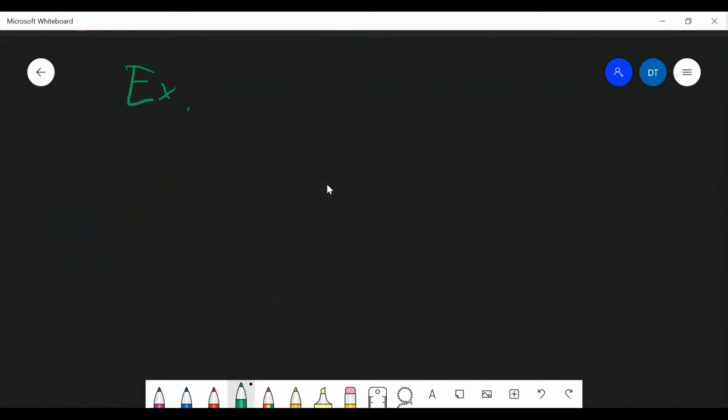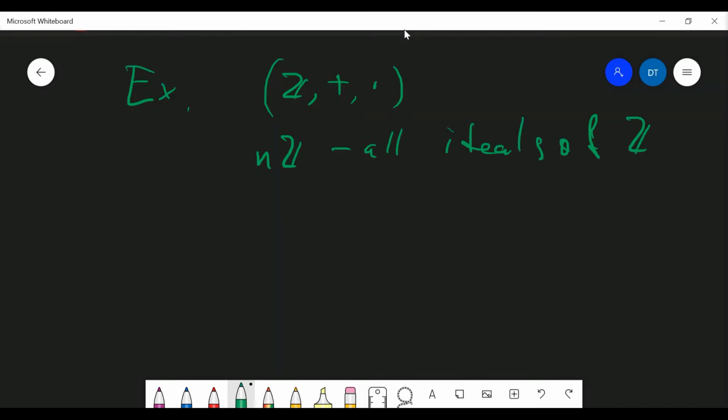Example number one: if we take Z, plus and dot, so the ring of integers, then we know that all the subgroups with respect to addition are of the form nZ. Well, it happens that all these subgroups are ideals. So there are no other ideals here. So these are all ideals of Z.